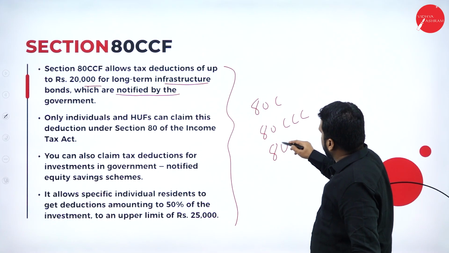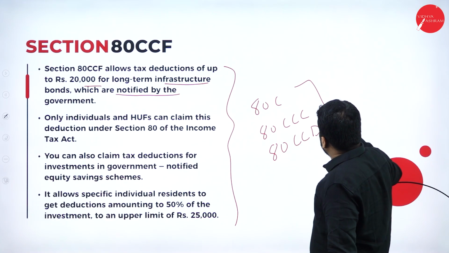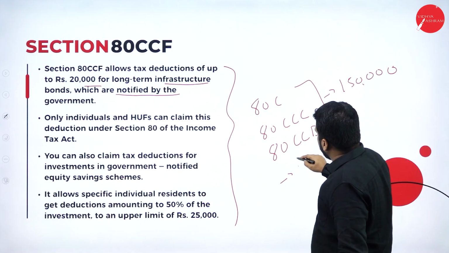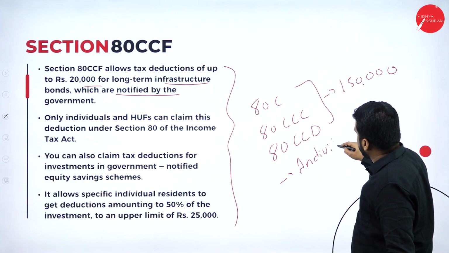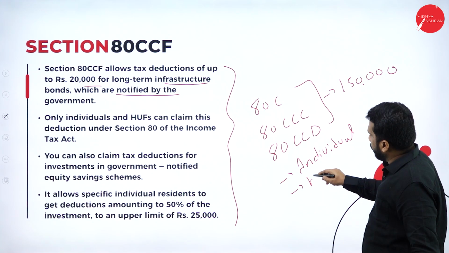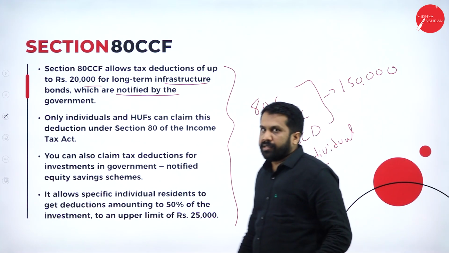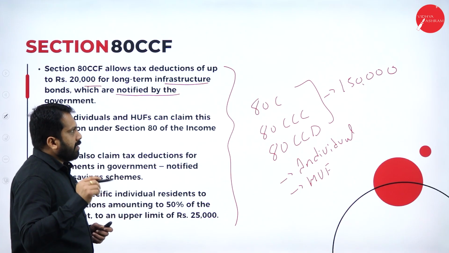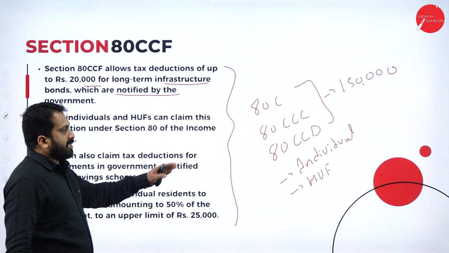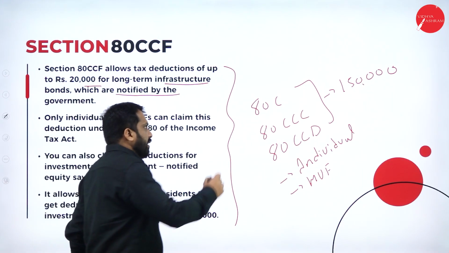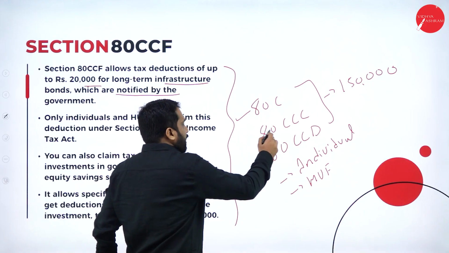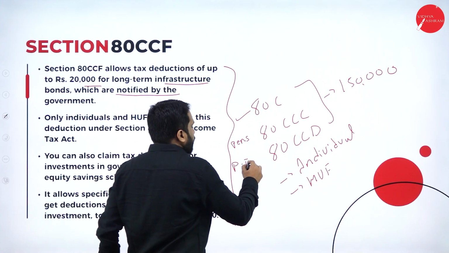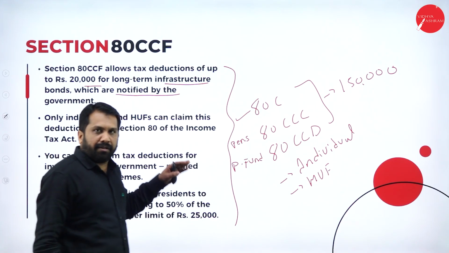80CCC, 80CCD. These three, the limit is 1,50,000, applicable for individual and HUF. Remember this. So, 80C, 80CCC, 80CCD, all put together, the limit is 1,50,000 and it is applicable for individual and HUF. 80C, all types of investment. 80CCC, it is all about pension, and 80CCD, it is pension fund. Remember, hope you are clear with this concept.